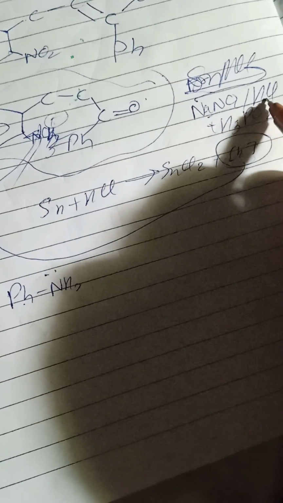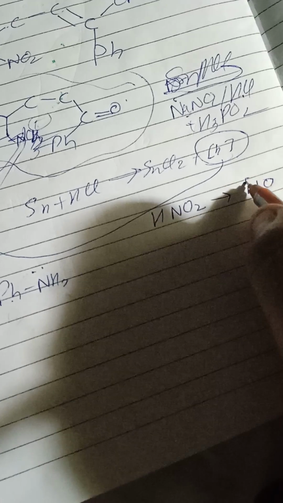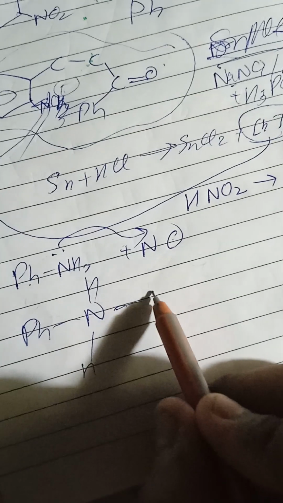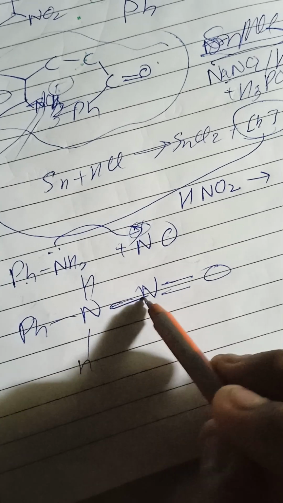Now for simplification, let's just see it like this. This NH2, NaNO2 plus HCl gives HNO2. HNO2 is not very stable and it gives NO plus as an electrophile. So it attacks on NO and it gives PhNHN, oh, sorry, NO plus, of course. This is a nucleophile.